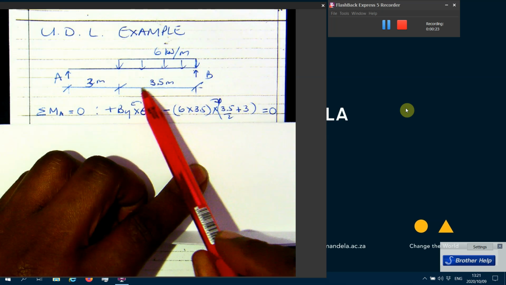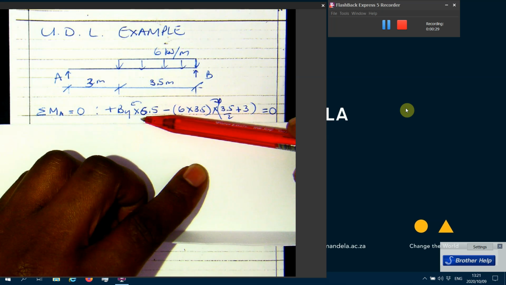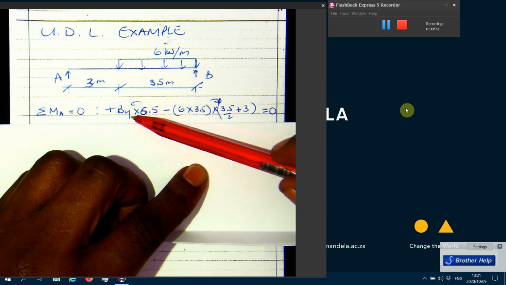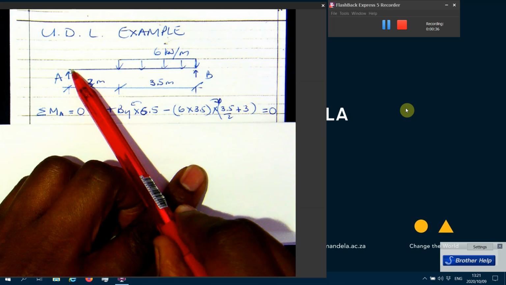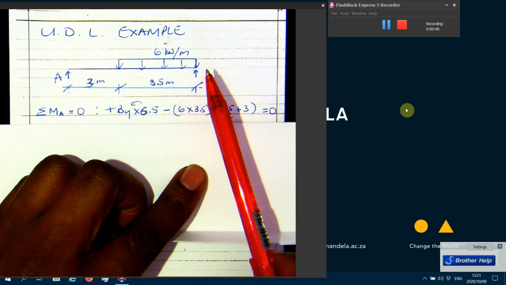So the first part of the equation is your unknown, which is By, times 6,5. Why am I saying it is my unknown? I'm taking moments about A, so my By becomes my unknown times the distance of 6,5.